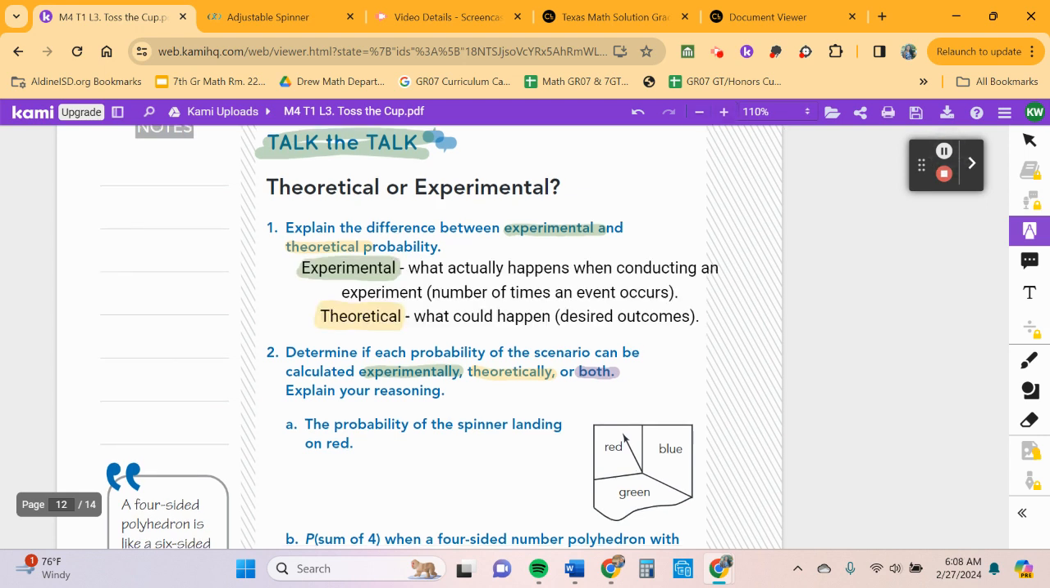Alrighty, let's review our answers. So, number one, the difference between experimental and theoretical. You should have put something like this. Experimental is what actually happens when conducting an experiment or the number of times an event occurs. And theoretical, that is the first type of probability that we learned. It's what could happen or the desired outcomes over the total amount of outcomes.